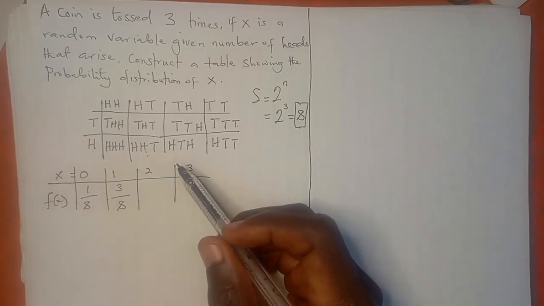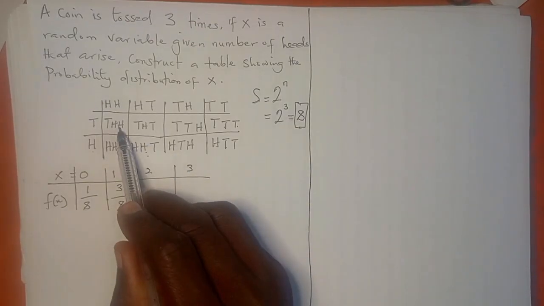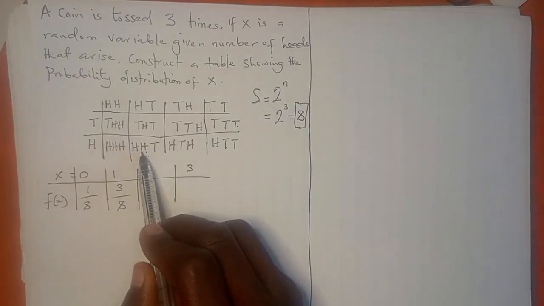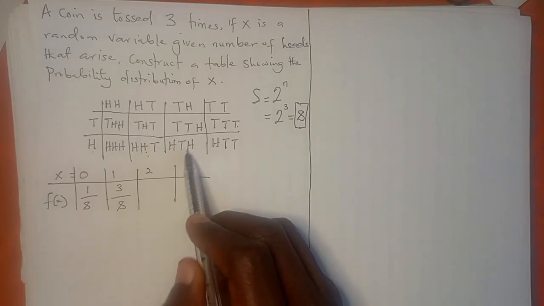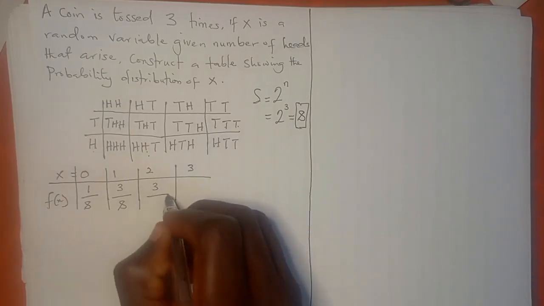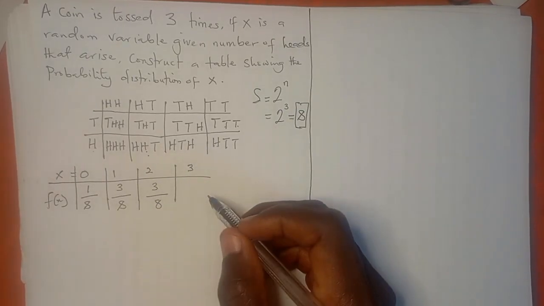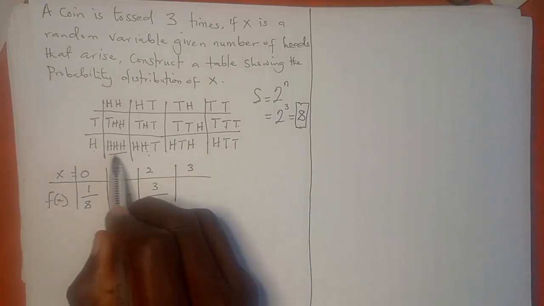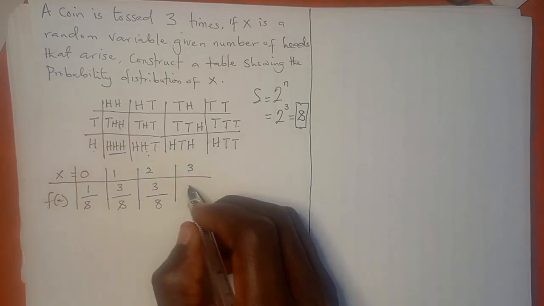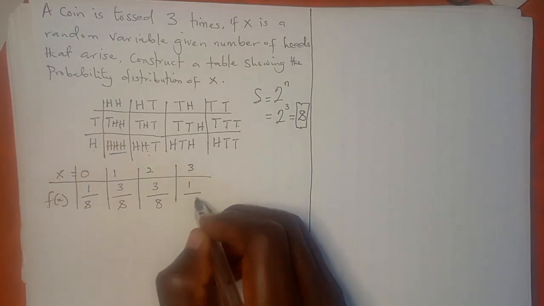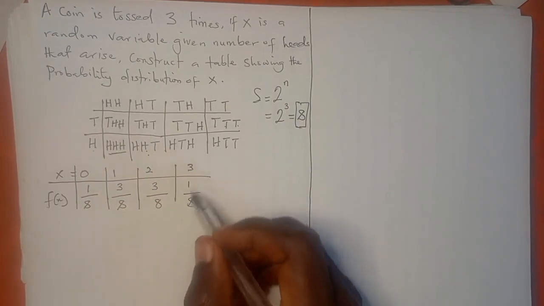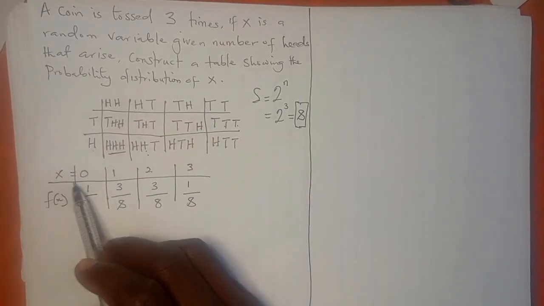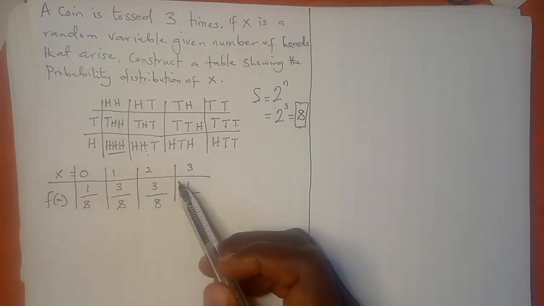Now how many times does head appear twice? Head appears twice here, 1. Here, 2. Here, 3. So this is also 3/8. And how many times does head appear 3 times? It only appears once, which is head, head, head. Only one, so here we have 1/8. So this is the probability distribution of this particular question. So x could be 0, 1, 2, 3. It cannot be more than 3.